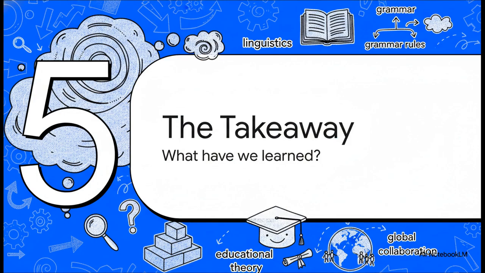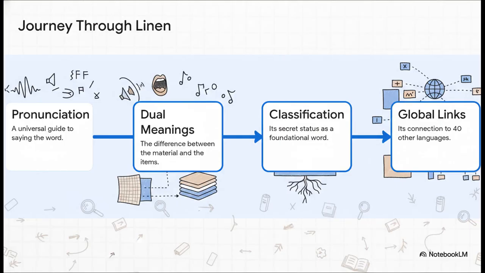So let's step back for a second. What's the big takeaway here? We started with just one word, linen, and look where we went. We've touched on linguistics, grammar, a whole theory about education with Basic English, and even global collaboration. It's pretty amazing, right? We started simple, we figured out how to pronounce it, then we uncovered its two totally different meanings. We discovered it's part of this exclusive club of the 850 most important English words, and then we saw how it connects to 40 other languages. It really goes to show you the coolest stuff is always hiding in the details we usually ignore.